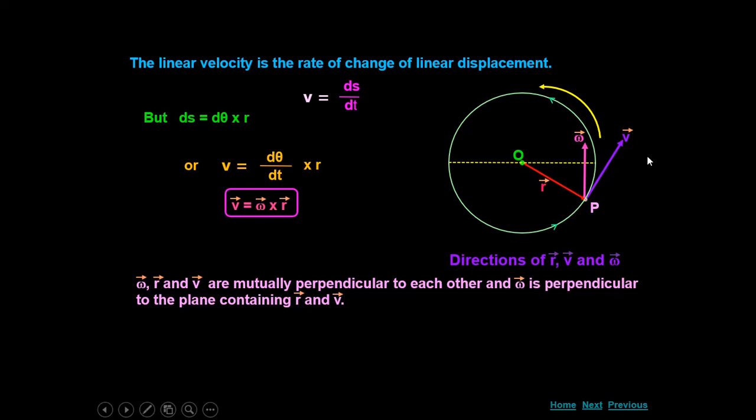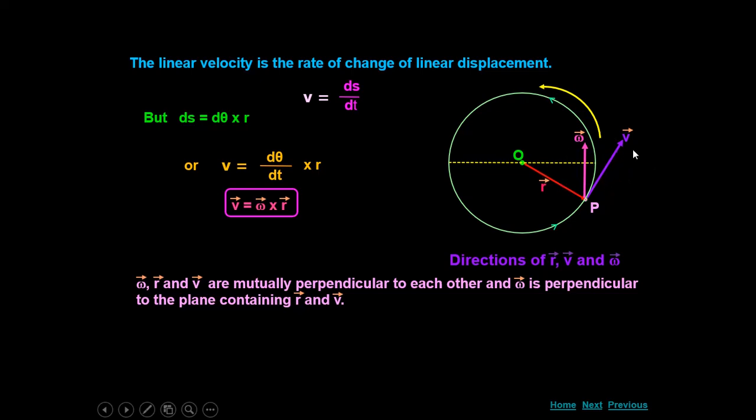v and r, they are in the xy plane. Then ಈ xy plane ಗೆ perpendicular ಆಗಿರೋದು ಯಾವುದು, z axis. Along the z axis I have taken angular velocity. So in this way angular velocity, linear velocity, ಅಂದ್ರೆ x axis, y axis, z axis are mutually perpendicular. In the same way position vector, linear velocity, and angular velocity they are mutually perpendicular.